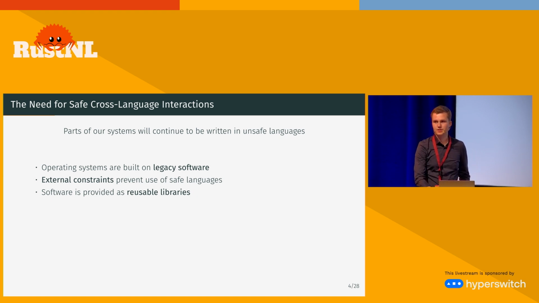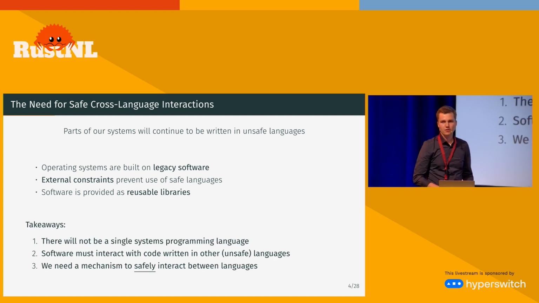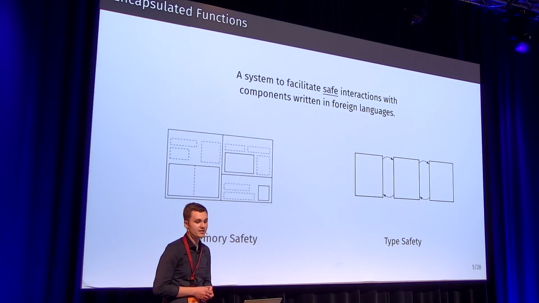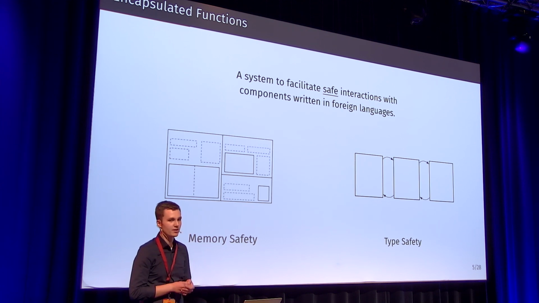And this kind of establishes the basic premise of this work, which is that we identify there will not be a single systems programming language, and the software must continue to interact with code written in other, perhaps unsafe languages, and we need a mechanism to safely interact between different languages. And what we're proposing is exactly such a mechanism, which is Encapsulated Functions.